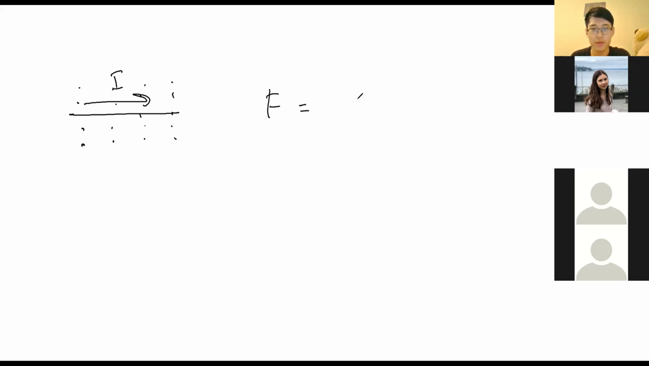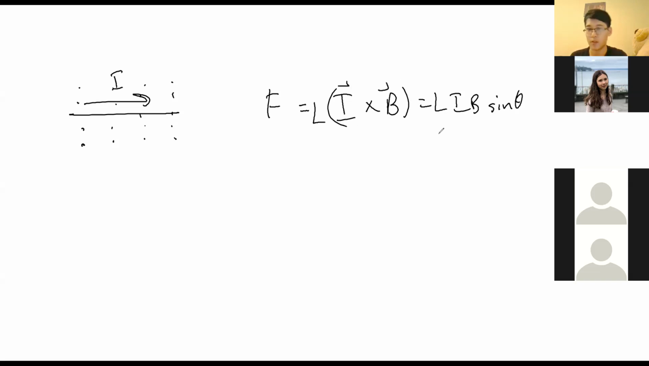Isn't it F equals ILB sine theta? Yeah, or I'll just write I cross B, because that's the exact same thing you're saying. It's also equal to LIB sine theta. Using the cross product tells you what direction the force is going. The main thing now is to know exactly where this force is going.